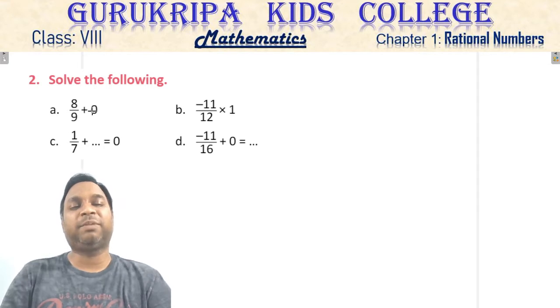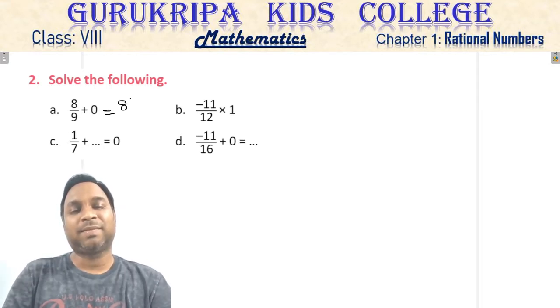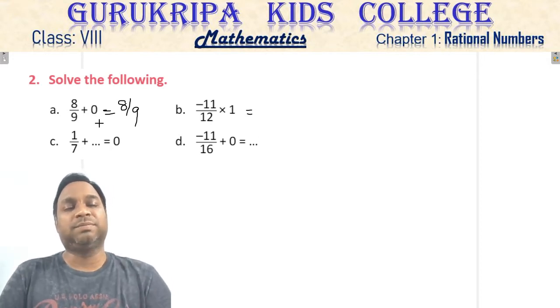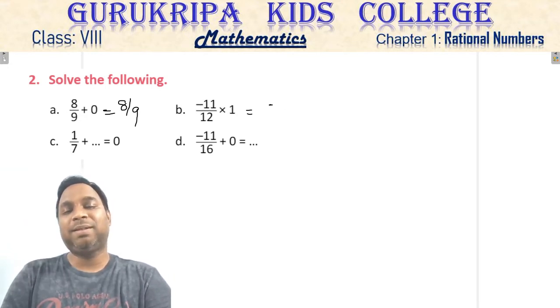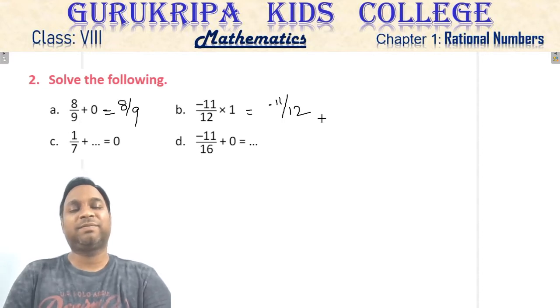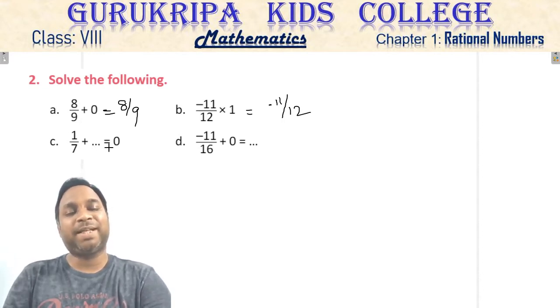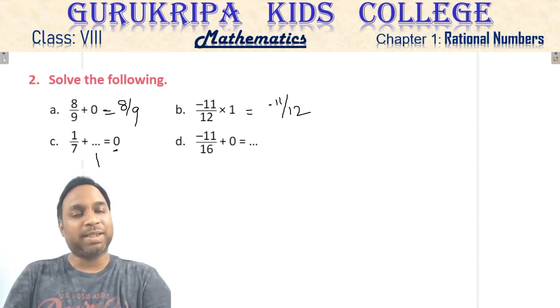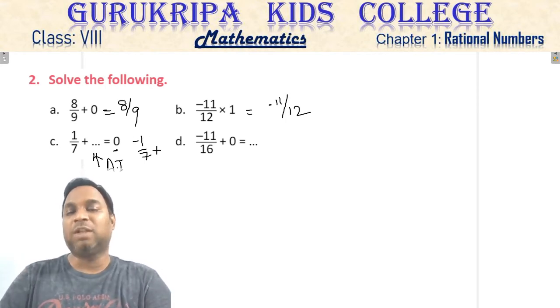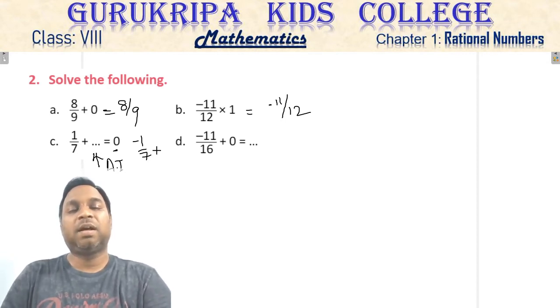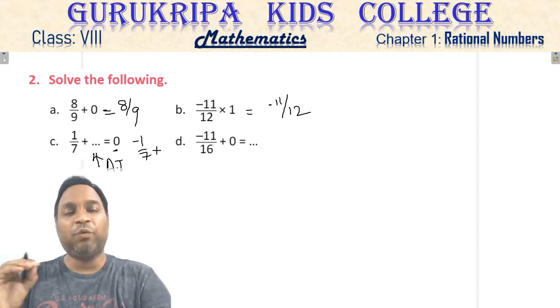Solve the following. 8 by 9 plus 0. What will you get? 8 by 9 itself. Minus 11 by 12 multiplied by 1. What will you get? Minus 11 divided by 12 itself. 1 by 7 plus something gives you 0. So what is this number called? Additive inverse AI. And what will this AI be? Minus 1 by 7. Don't try to solve equations in such questions. You should just see the question and be able to write the answer. These are very straightforward questions.